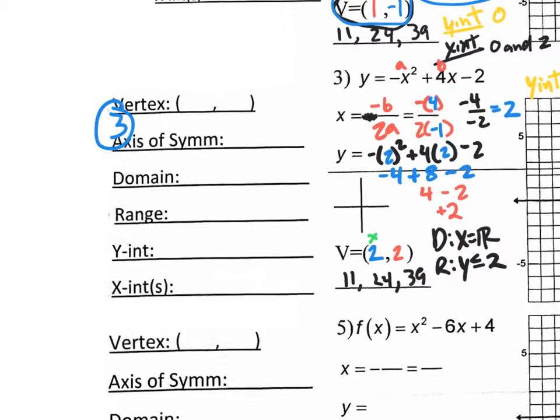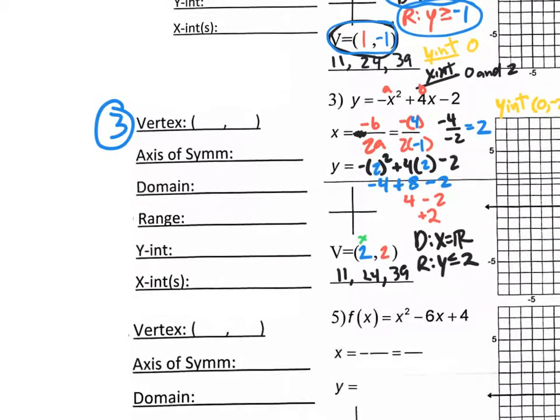Like for example, the vertex was 2, 2. Just write it on the side. Axis of symmetry was x equals the x value of the vertex. The domain, we already know x equals all real numbers. The range, y is less than or equal to the y value of the vertex. The y-intercept is the c value, negative 2. The x-intercepts, we said, were those decimal approximations.